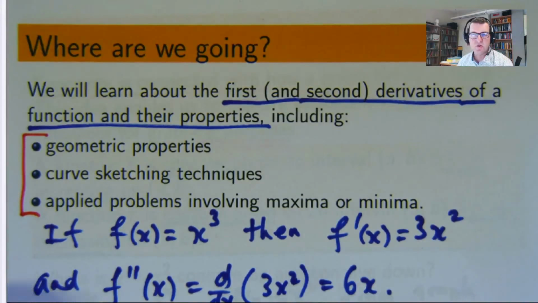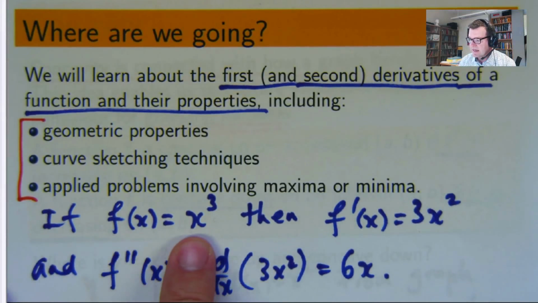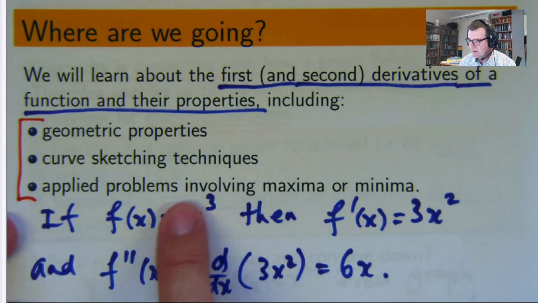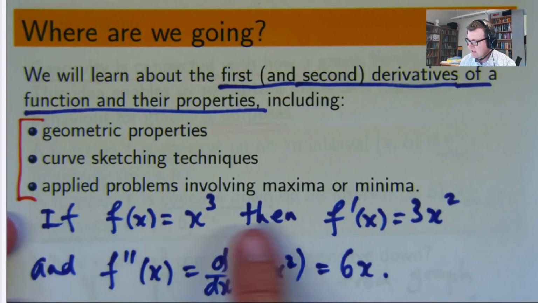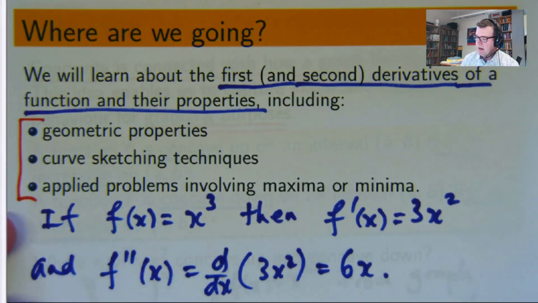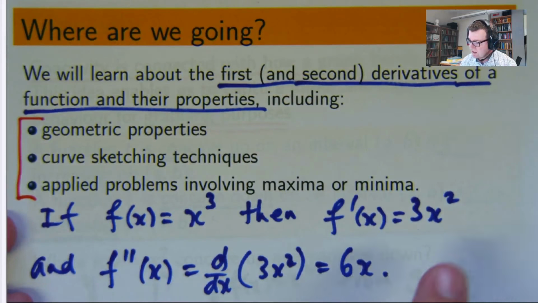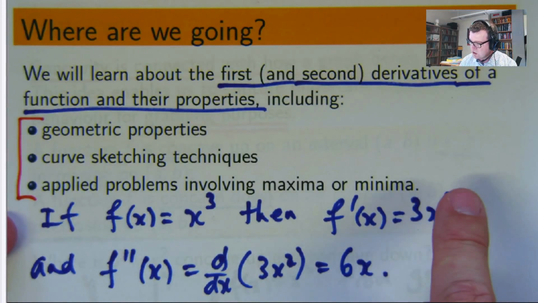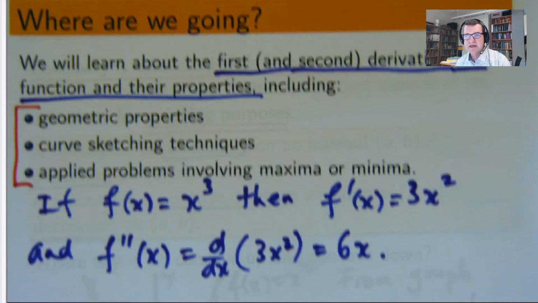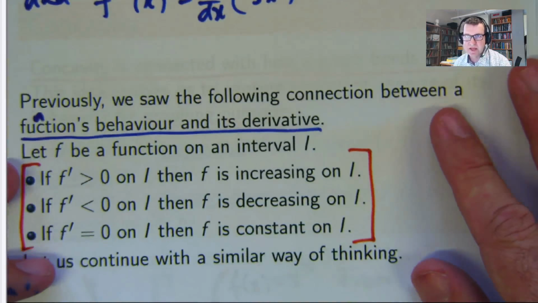So just to recall, if you have a function like x cubed, then we know how to take the first derivative. You bring the 3 to the front and you decrease the power by 1, so x cubed will become 3x squared. For the second derivative, you just differentiate the first derivative. So for the 3x squared, the 2 comes to the front and you decrease the power by 1. So the derivative of 3x squared will just be 6x.